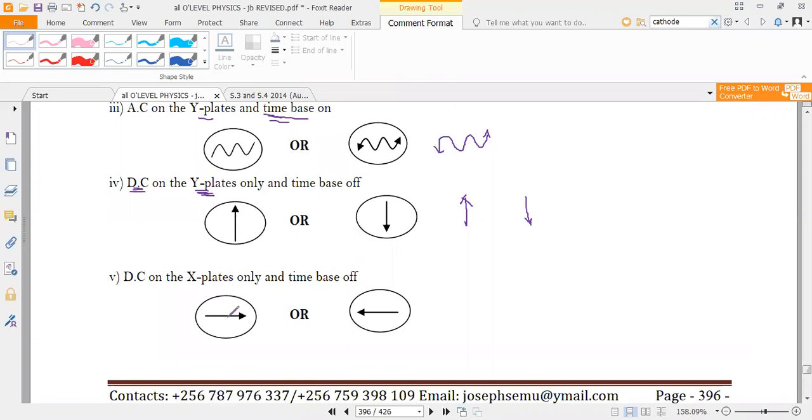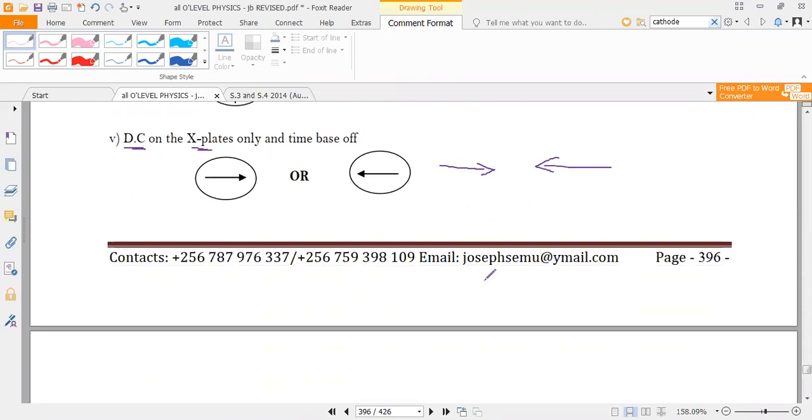Then if we connect DC, direct current, which moves in one direction, to the X plates that cause horizontal deflection, we either obtain a waveform which is like this or like this, but the arrow should face in only one direction.